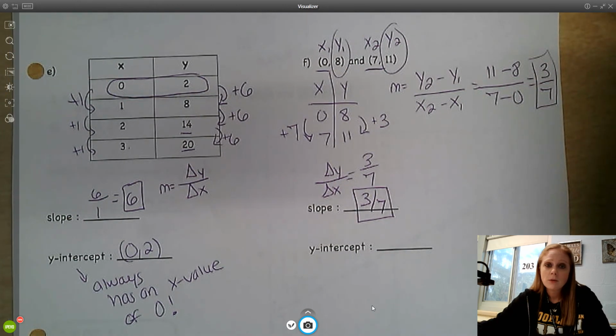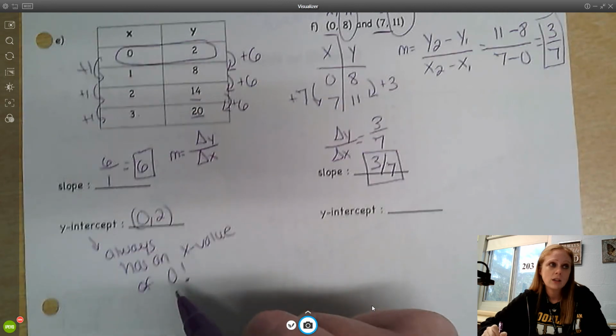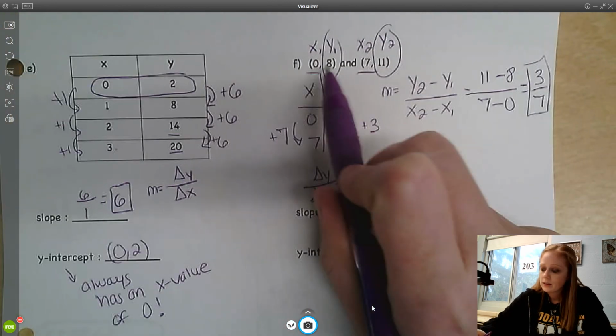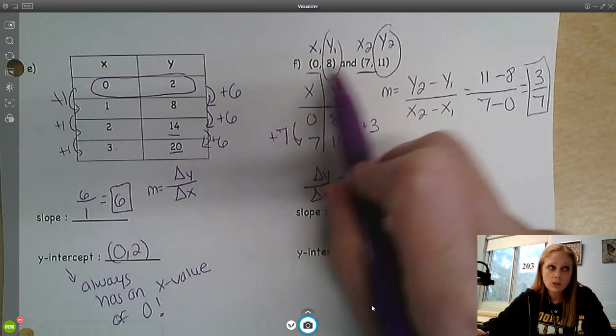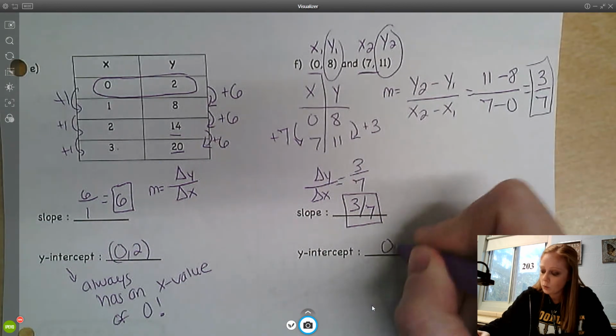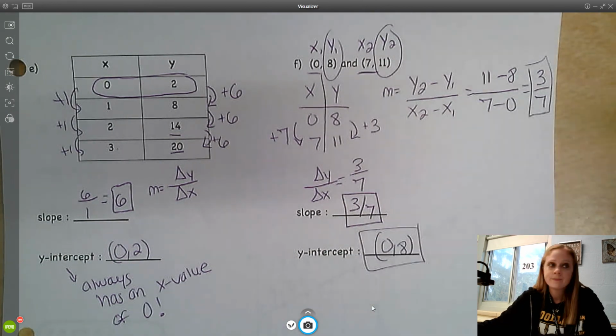Okay, and the y-intercept, remember, that is whenever the x is 0. So if you look at these 2 points, here is when the x is 0. So this is the y-intercept. The point 0, 8 will be on the y-axis.